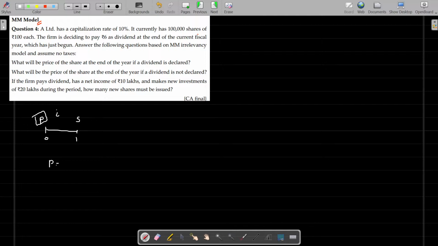P is equivalent to S divided by 1 plus I to the power n, but we have only 1 year. So to the power nothing, means 1. That is, S is equivalent to P into 1 plus I to the power n, we studied that in compound interest factor. That is this formula. But how did Modigliani Miller use this same formula?